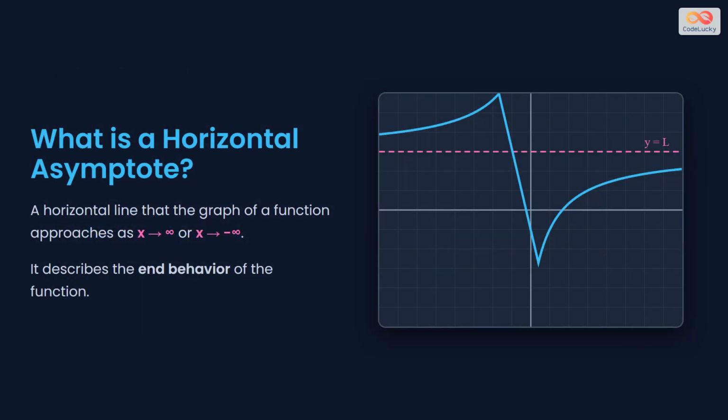First, what exactly is a horizontal asymptote? Simply put, it is a horizontal line that a function's graph gets closer and closer to as x goes to positive or negative infinity. It tells us the long-term behavior of the function.